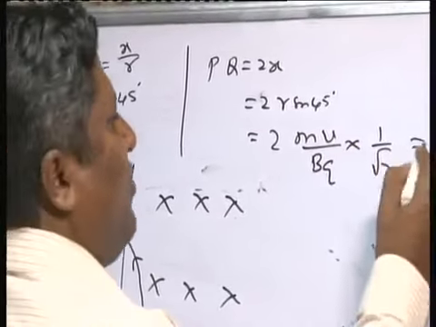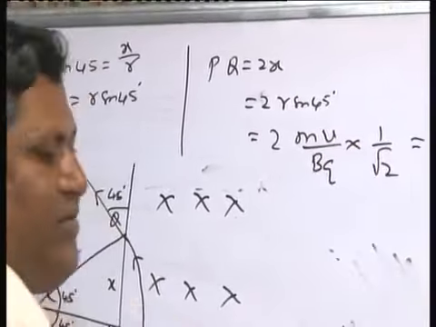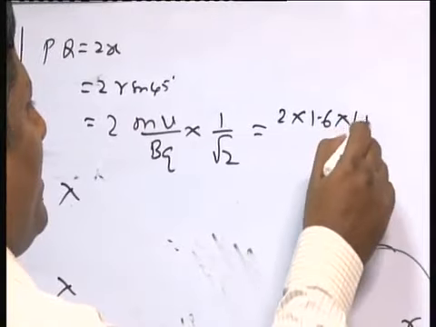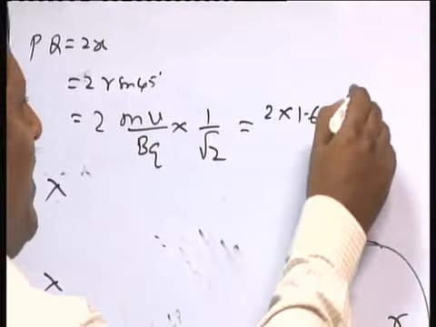Okay, so now we can substitute the mass of the particle, that is given as 2 into 1.6 into 10 to the power of minus 27, and the velocity is given as 10 to the power of 7.